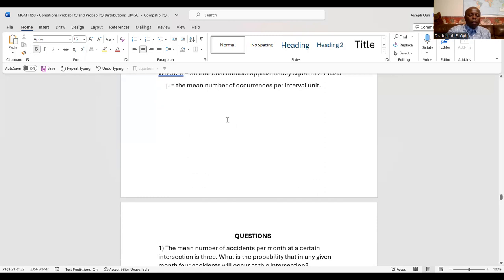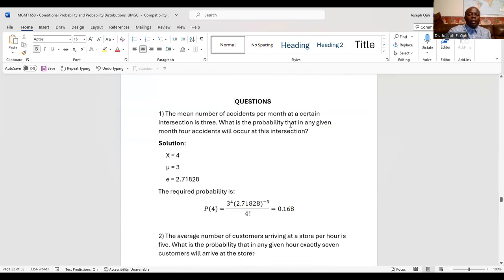Okay. Say the mean number of accidents per month at a certain intersection is 3. What is the probability that in any given month, 4 accidents will occur at this intersection? So that means X is 4, and the mean is 3.